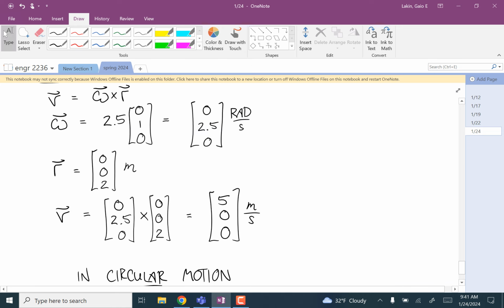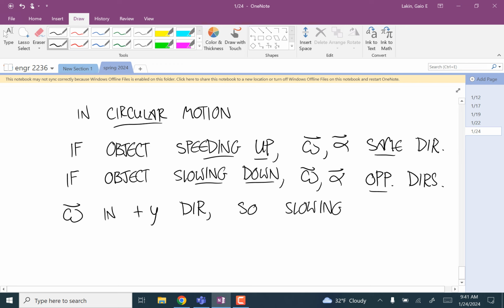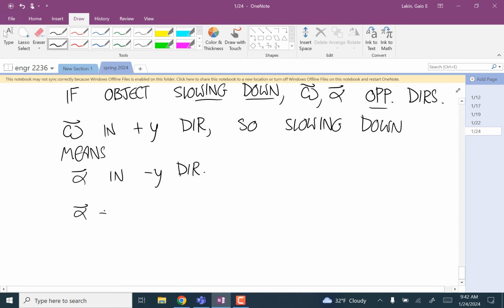Okay, well, our omega is in the positive y direction. That means our alpha has to be in the negative y direction. So the fact that it's slowing down means alpha is in the negative y direction. So alpha is equal to 0, negative 9.50.